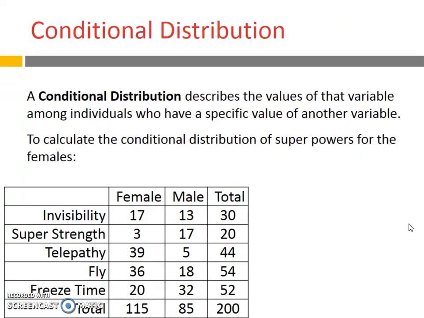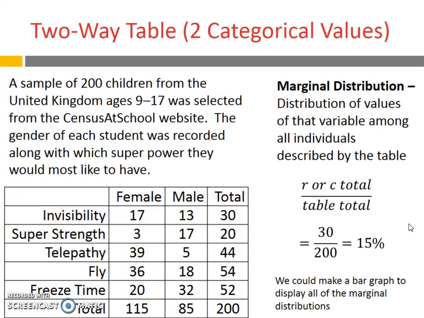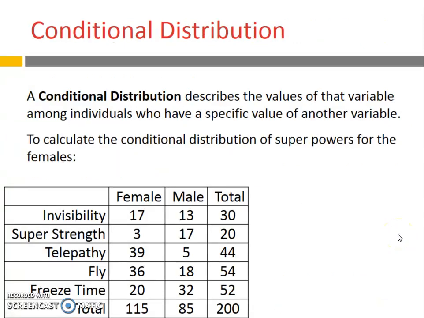Now, while marginal distributions are great, they don't tell you how two variables relate to one another. Knowing that 15% of our population prefers invisibility doesn't really help us with knowing how that relates to gender. So this is where conditional distribution comes in. That describes the values of the variable among individuals who have a specific value of another variable. So you're still calculating it the same way, but now you're only focusing on a certain row or a certain column. So for instance, say we want to calculate the conditional distribution of superpowers for the females.